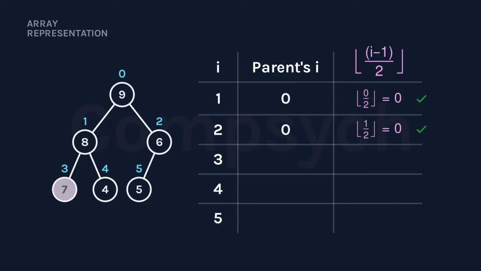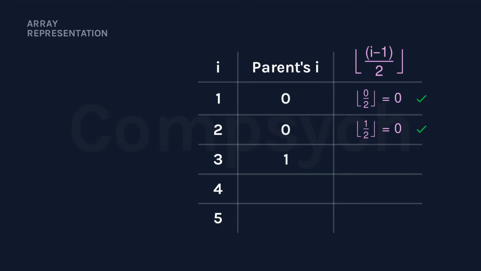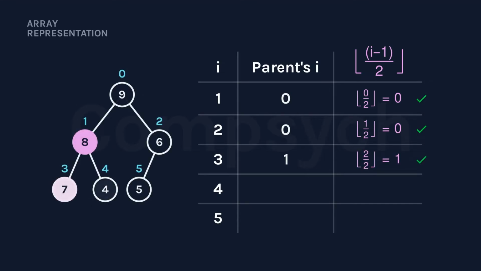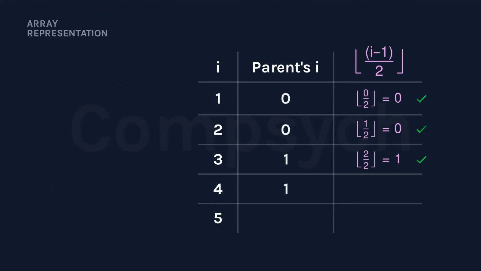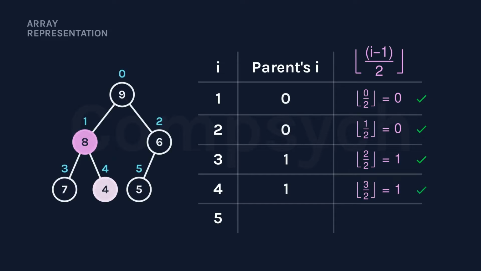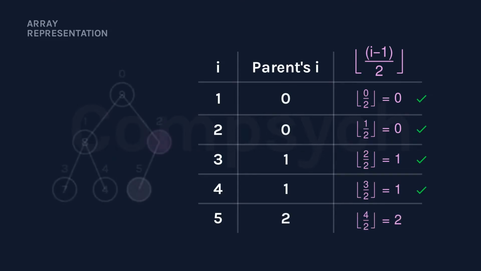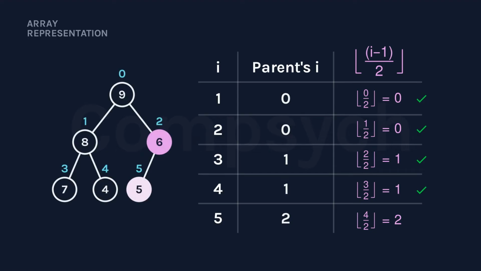For node 3, the parent should be node 1. Now put I equals 3 in this formula. We got 1, correct. For node 4, the parent should be node 1. Now put I equals 4 in this formula. We got 1, correct. Finally, for node 5, the parent should be node 2. Now put I equals 5 in the formula. We got 2, which is the same as the correct answer.